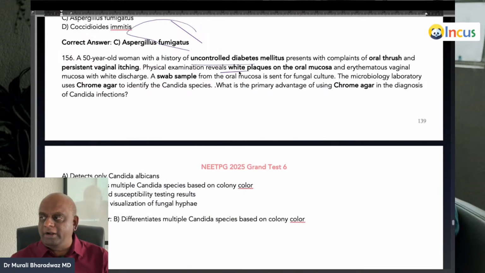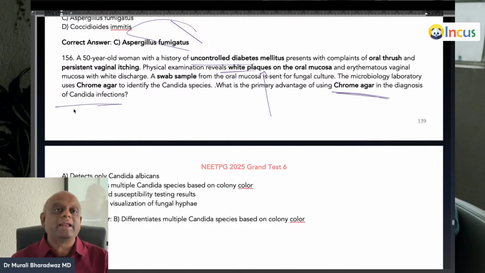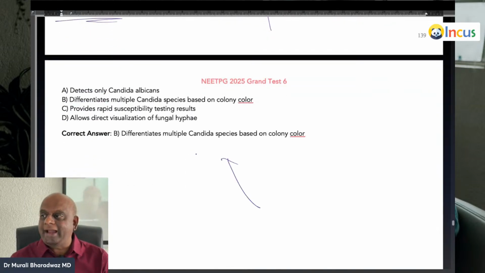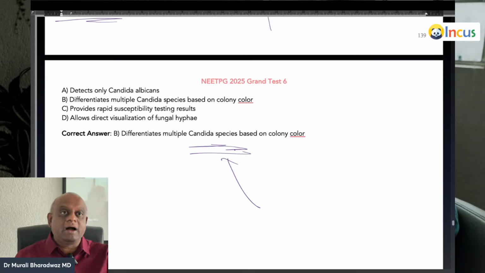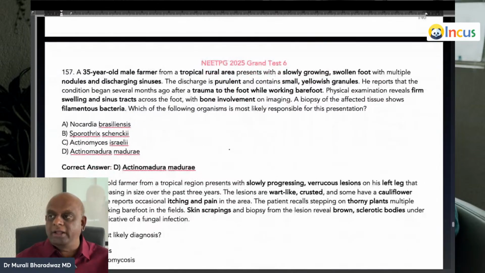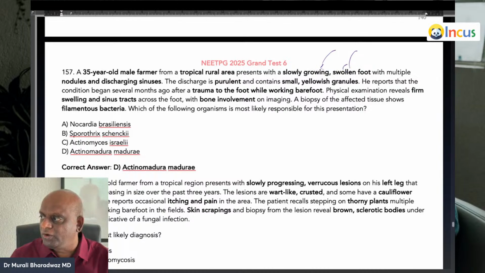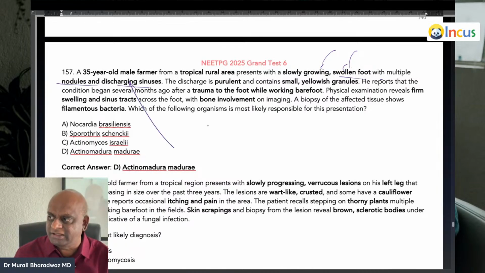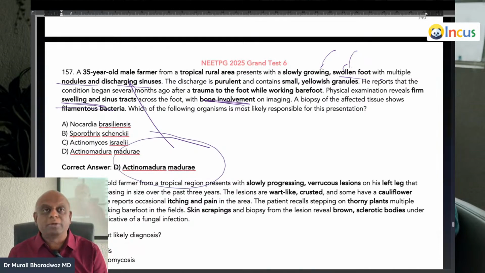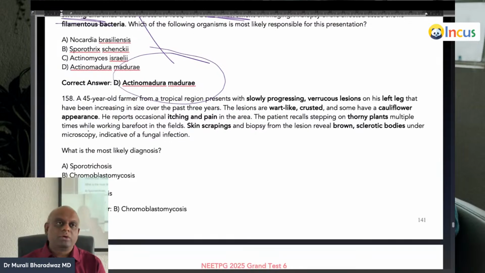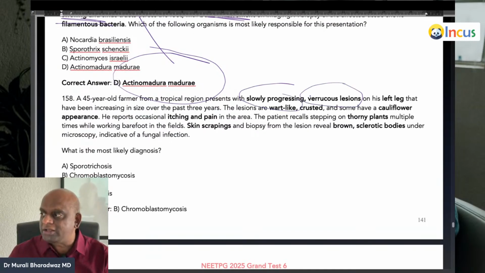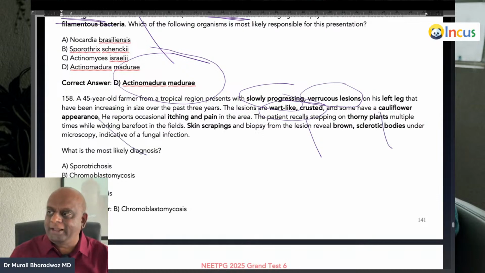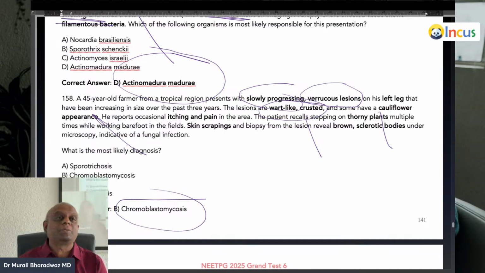A 50-year-old with uncontrolled diabetes with the white plaques on the oral mucosa. So why do you use chrome agar in Candida? So depending upon the Candida species, it will give a different color. Candida albicans gives green color. Now, 35-year-old male farmer, slow growing, swollen foot with multiple nodules, discharging sinuses. There is also a bone involvement. Filamentous bacteria is Actinomadura madurae. 45-year-old, slowly progressing, verrucous lesions, wart-like crusted cauliflower appearance is typical of chromoblastomycosis.